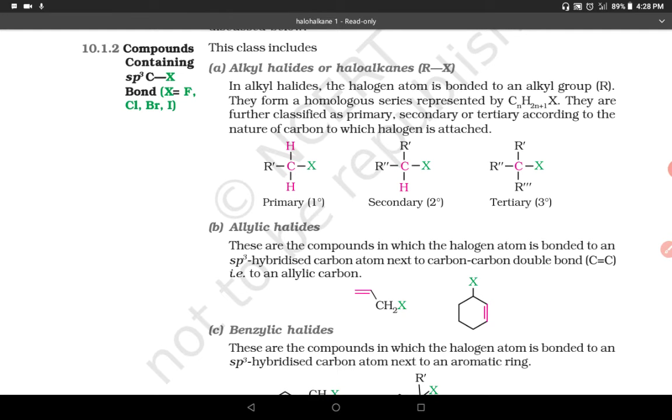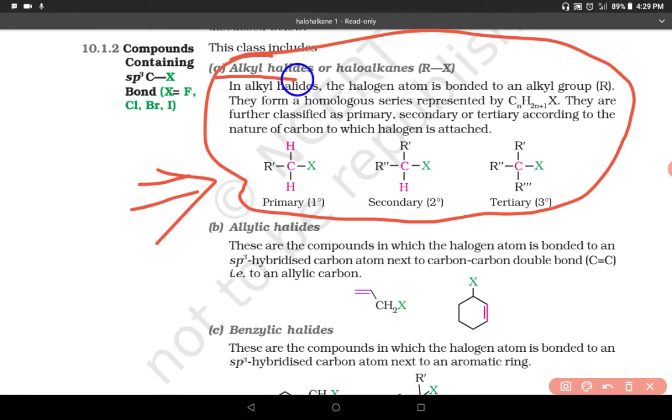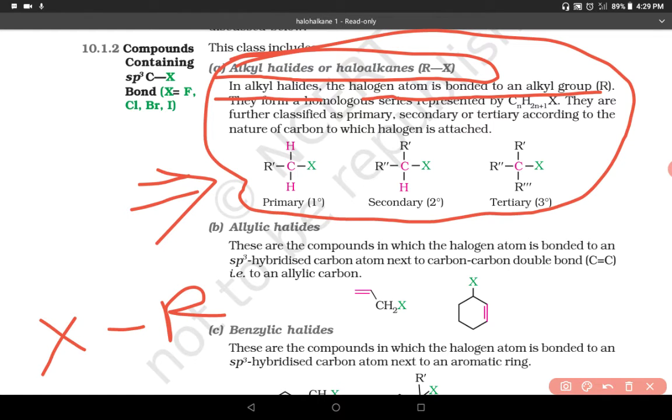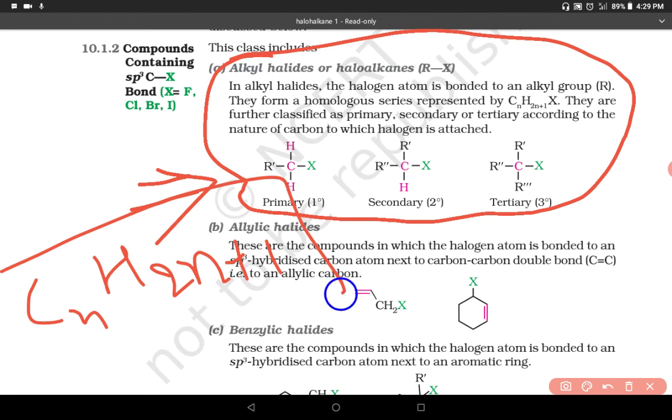Compounds containing an sp3 carbon-halogen bond: as already told, these are bonded to sp3 hybridized carbon. There are two names which you have to remember: alkyl halides or haloalkanes. In alkyl halides, the halogen atom is bonded to an alkyl group. They form a homologous series.